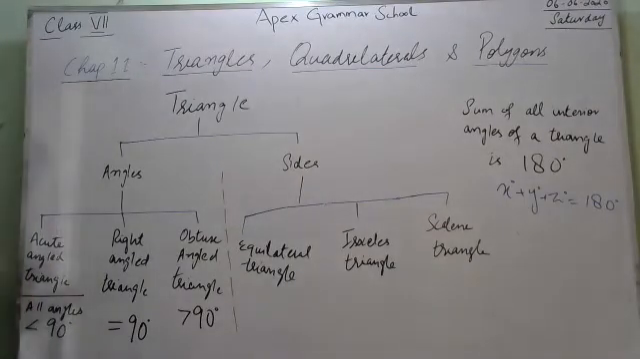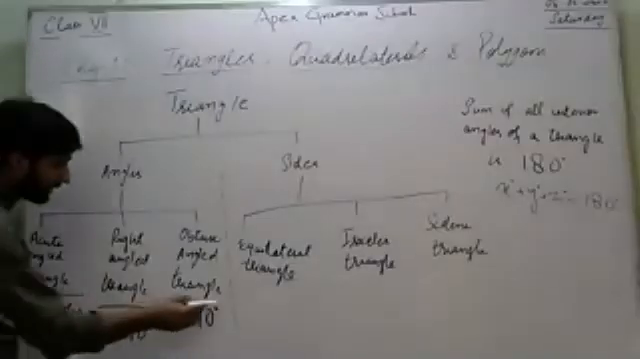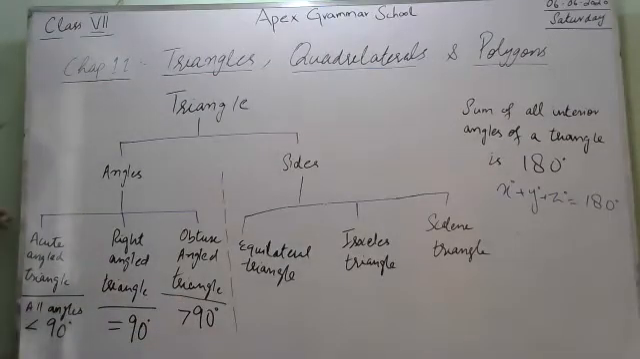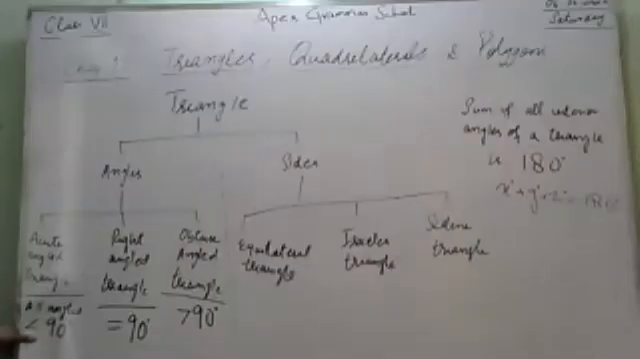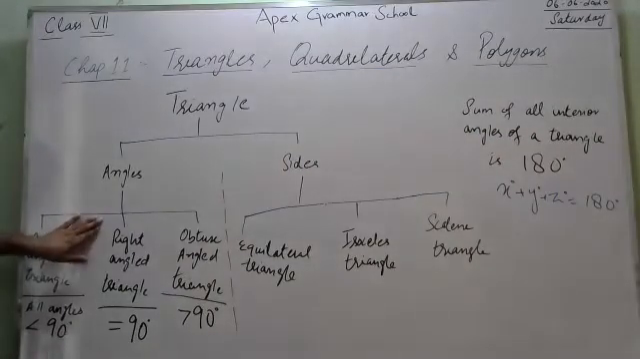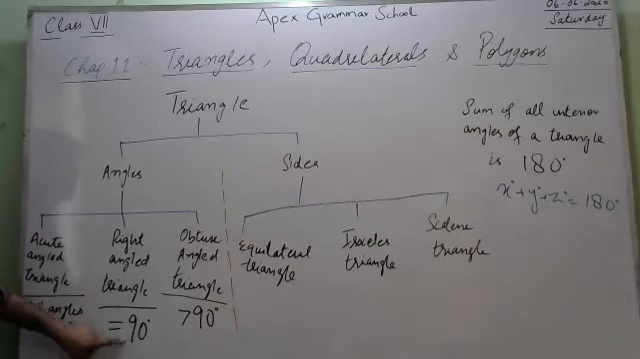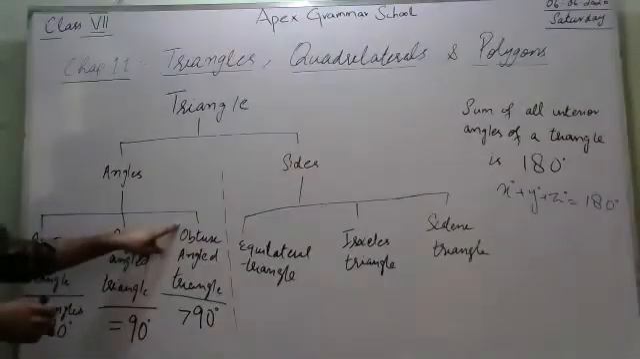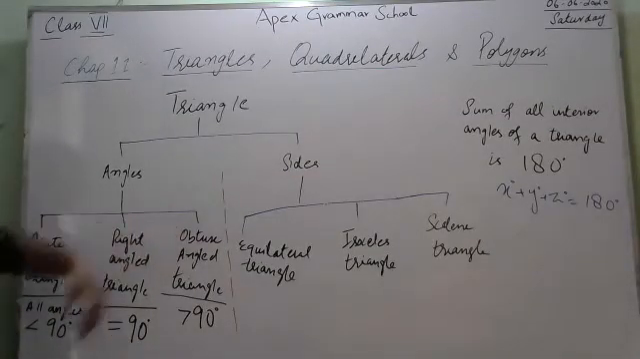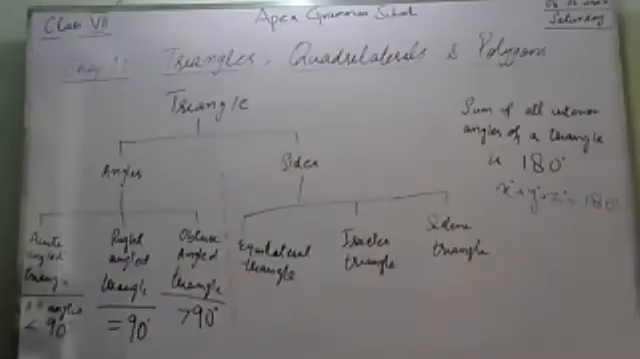Once again, the difference between all of the 3 triangles on the basis of angle: acute has all angles less than 90, right angle has at least one angle equal to 90, and obtuse angle has at least one angle which is greater than 90.